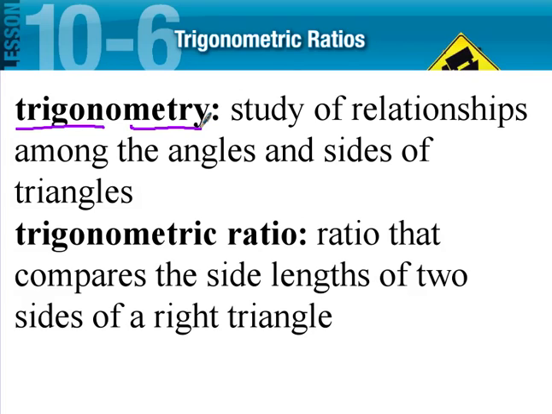What's another word for ratio? Fraction. Fraction, good. It's a fraction that compares the side lengths of two sides of a right triangle. Keyword here, right triangle. So all the problems we're dealing with today will be right triangles. Okay, the stuff we're doing today you cannot do with the normal triangle. It has to be a right triangle.